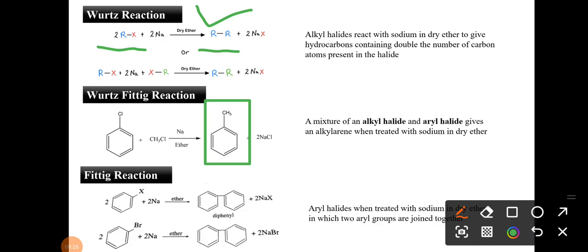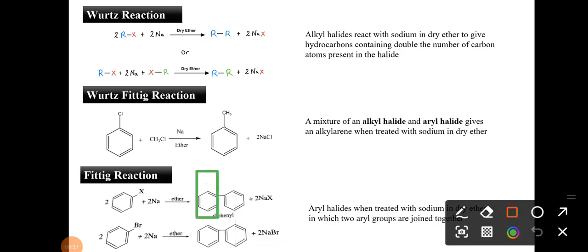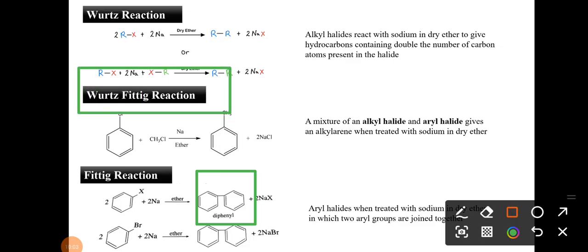So in the Fittig reaction, there are two benzene groups, and the two benzene groups form a bond, giving the diphenyl compound. Please differentiate between these reactions: the Wurtz reaction, the Wurtz-Fittig reaction and the Fittig reaction. Just see which one is aromatic, which one is aliphatic, and which one is the combination of aromatic as well as aliphatic. The Wurtz-Fittig reaction is the combination of aromatic and aliphatic.